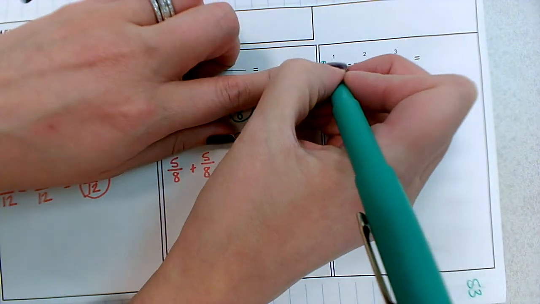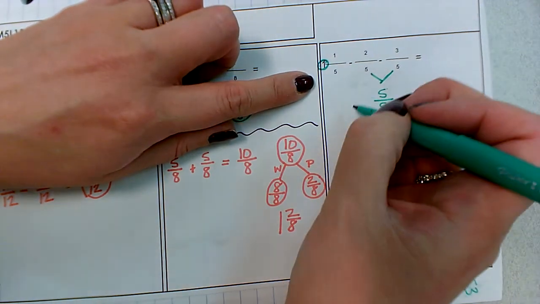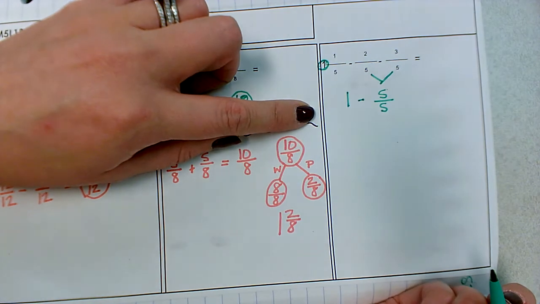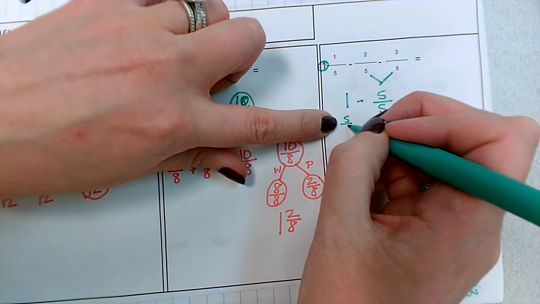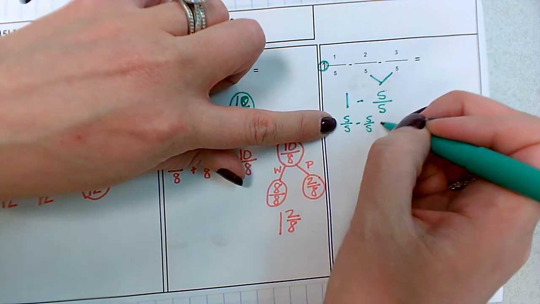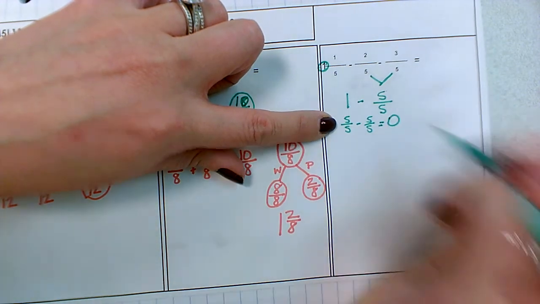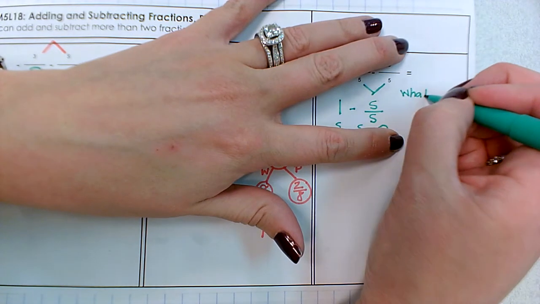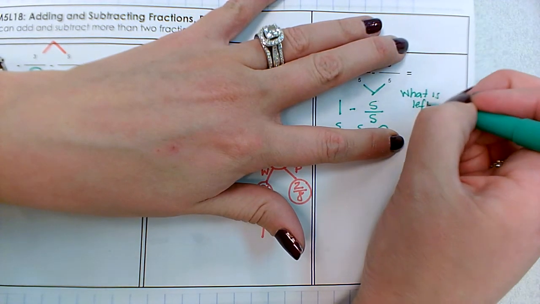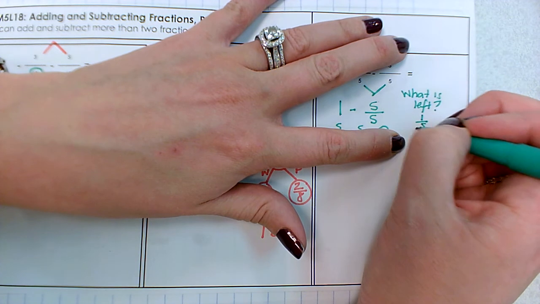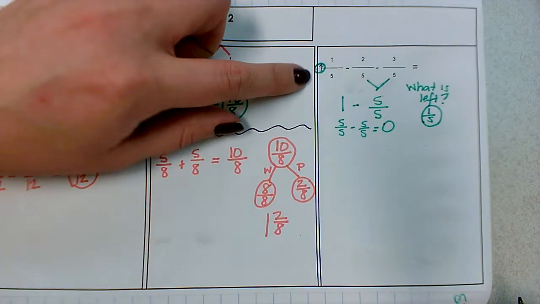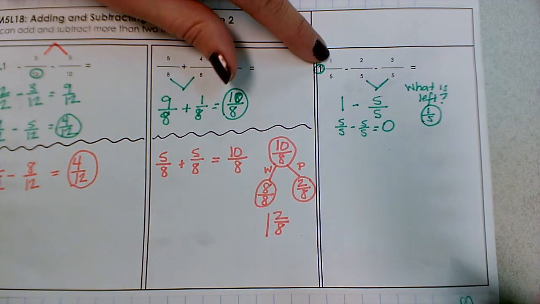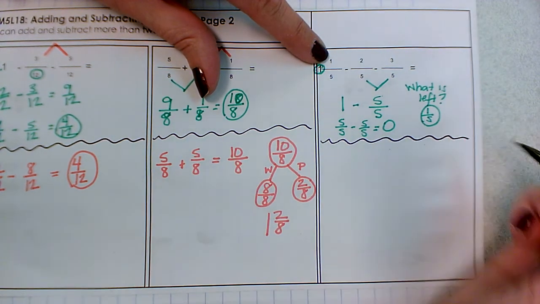Well, I'm going to just pay attention right now to this 1 whole. If I were to rename, I could say, okay, let's do 1 whole minus 5/5. Isn't that just like saying 5/5 minus 5/5? And that equals 0. But I had something left. So what was left? If you said 1/5, you are correct, and that's our answer. Because I only took away from this 1, and I had my 1/5 left here. Okay, so that was one strategy.